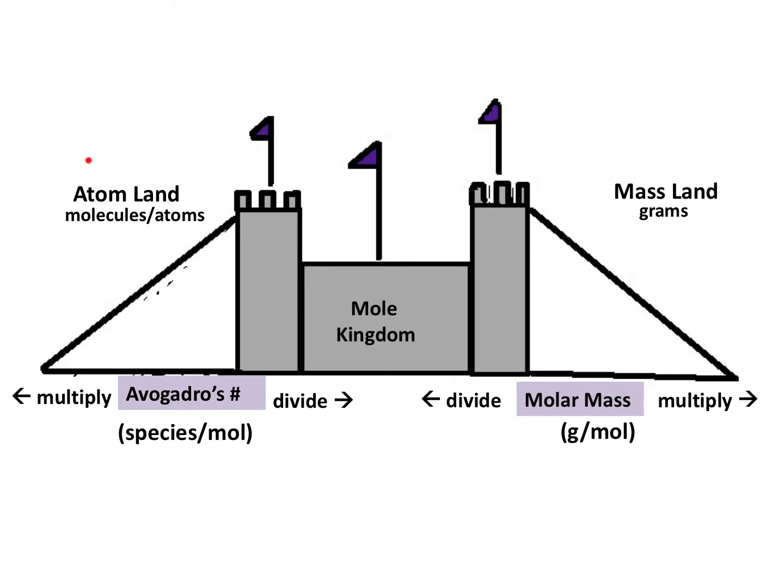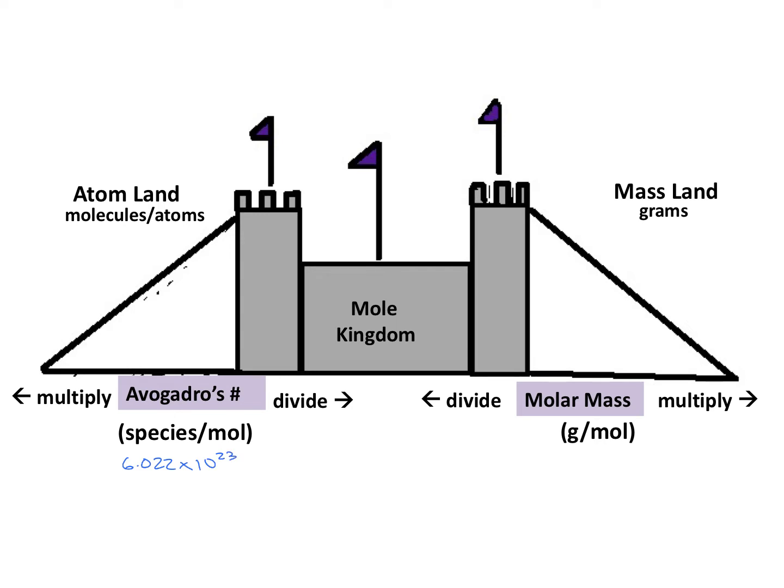Now if I was going from atom land into the kingdom, I'm going to be dividing again, but I'm going to be dividing by Avogadro's number. And Avogadro's number is a numerical value that you guys should know. Avogadro's number is 6.022 times 10 to the 23rd.